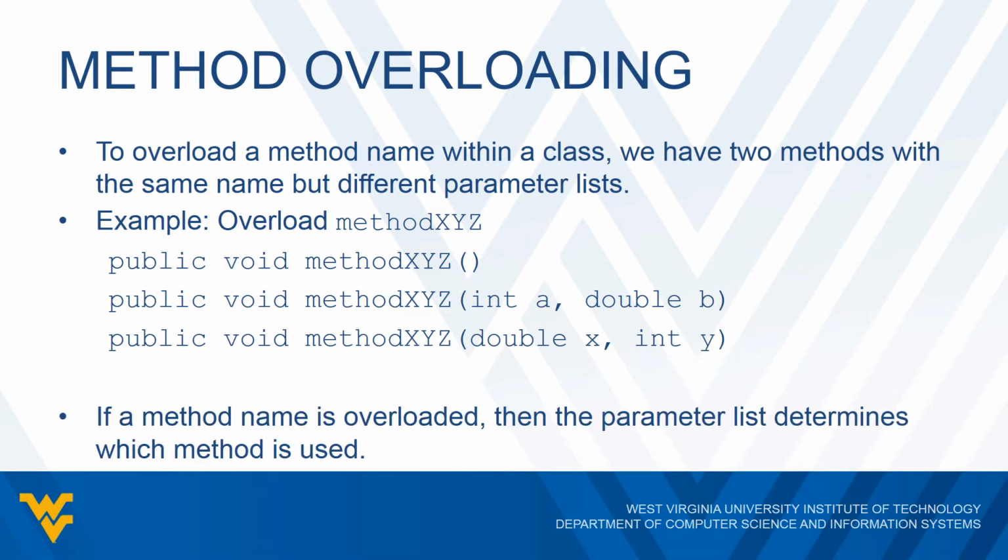The whole point is that we can declare these different methods, and when I call them, the question is which one do we use? If a method name is overloaded, the parameter list will determine which method to use. So if I call method xyz, the arguments that I pass will decide which method I use. If I pass an integer then a double, I'm going to call the second version of xyz. If I pass no parameters, I'm going to use the first version. If I pass a double and then an int, then I'm going to use the third version.